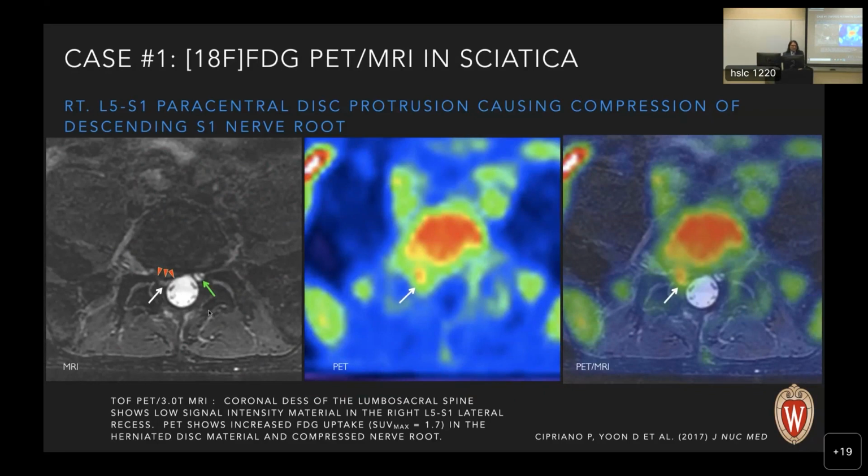Compare that to the contralateral side where you see the traversing left-sided S1 nerve root moving normally within that subarticular zone. And then the FDG PET image shown here. When it's overlaid on the MR image, you see that the FDG uptake is not only in the compressed nerve root, but also in the herniated disc, which my referring colleagues were impressed by. They were not expecting there to be increased metabolism in the herniated disc material itself, but they thought that was an interesting finding.